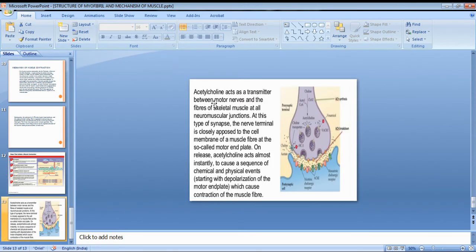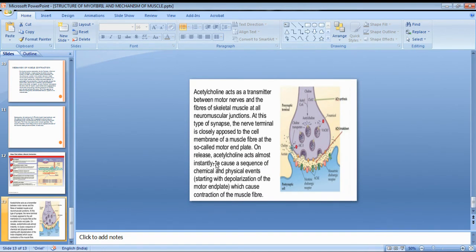Okay, let us know about acetylcholine. Acetylcholine acts as a transmitter between motor nerves and the fibers of skeletal muscle at all neuromuscular junctions. At this type of synapse, the nerve terminal is closely opposite to the cell membrane of a muscle fiber at the so-called motor end plate. This is called the motor end plate here.